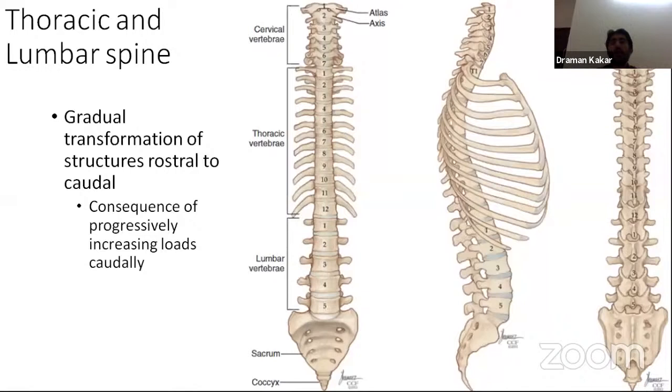In this diagram, we can appreciate a gradual change in the shape of the vertebral bodies from cervical down to the sacrum. There is a gradual increase in the height and cross-sectional area of the vertebral bodies, reaching a maximum at the lumbar region in the cross-sectional area. This is due to the increased load bearing from cervical down to the sacrum. With the increase in the cross-sectional area of the vertebral body, the compressional strength of the region increases.